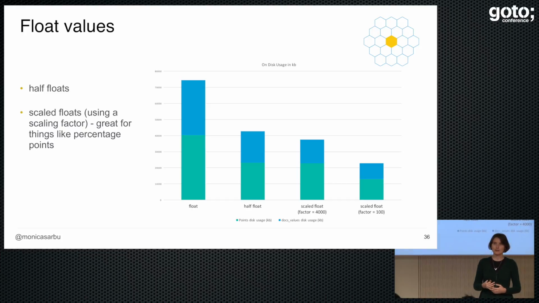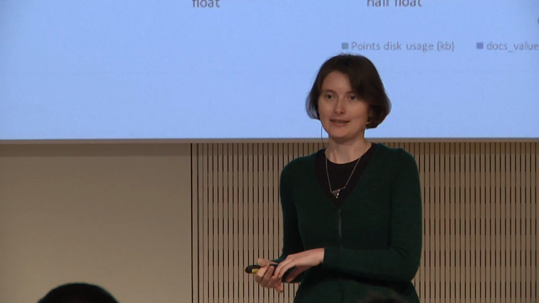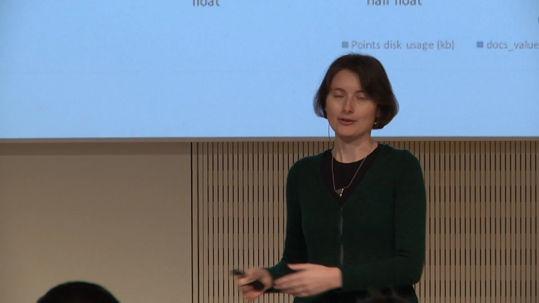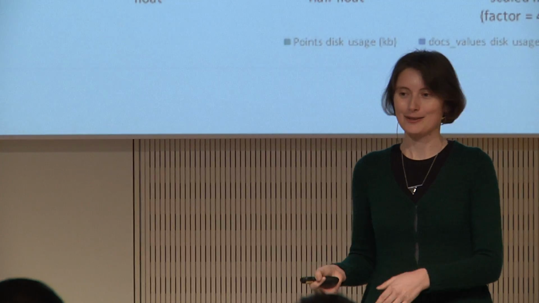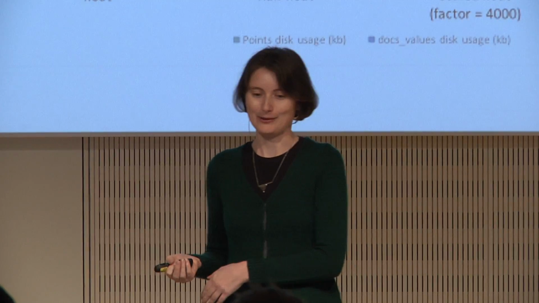The idea is to be able to store a float value as an integer using a scaling factor. For example, if you have a scaling factor of 100, you multiply your float value by the scaling factor, and the result you store as an integer in Elasticsearch. And when you query Elasticsearch, it will divide the value by 100, and you'll get back the float value. This is a great way to store percentages. Think of CPU usage, for example.